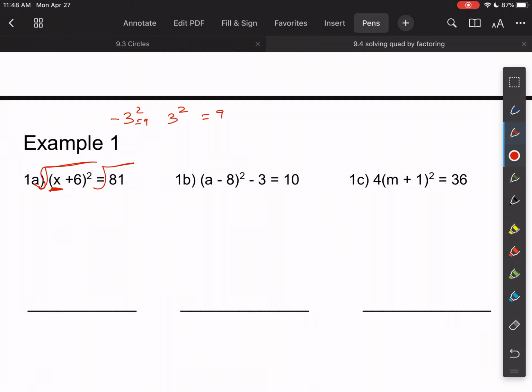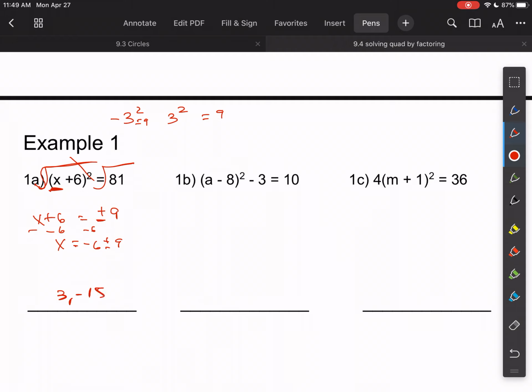So when I take the square root of both sides, this just cancels and I'm left with x plus 6. And on the other side, I am left with the possibility of a positive or negative 9, because the square root of 81 is 9. And then I just solve for x. I'm just going to subtract 6 from both sides. So x would be equal to negative 6 plus or minus 9. Negative 6 plus 9 gives me 3. Negative 6 minus 9 gives me negative 15. And I'm done.